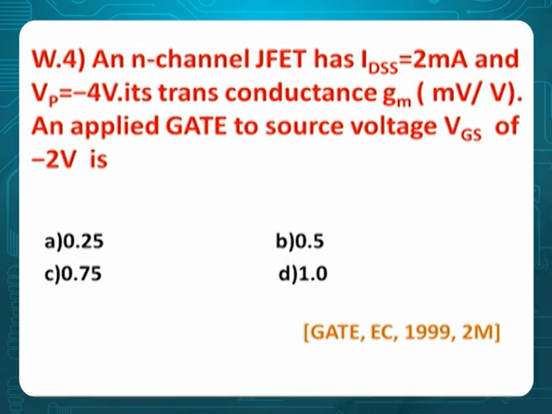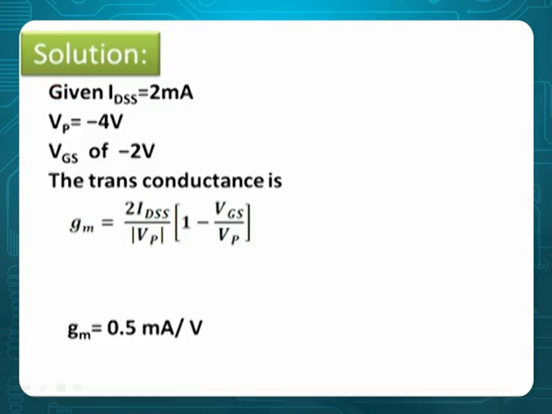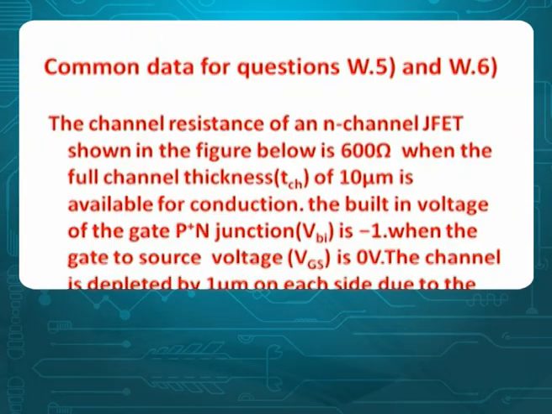Problem 4. An N-channel FET has IDSS 2 milliampere and VP minus 4. Its transconductance we have to calculate for VGS minus 2. The transconductance formula is gm is equal to 2 into IDSS by modulus of VP, into 1 minus VGS by VP. This is 2 into 2, 4. This 4 cancels. 1 minus 2 by 4, half. So this is 0.5 milliamperes per volt. So option is B.